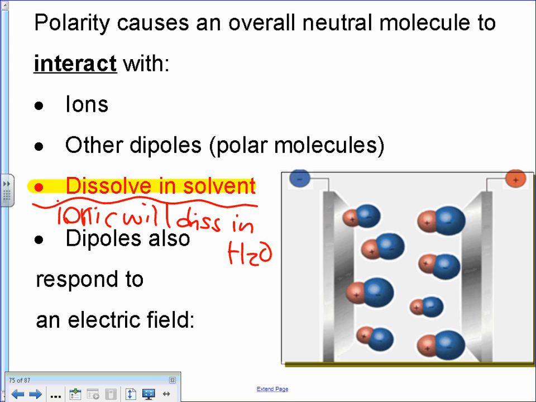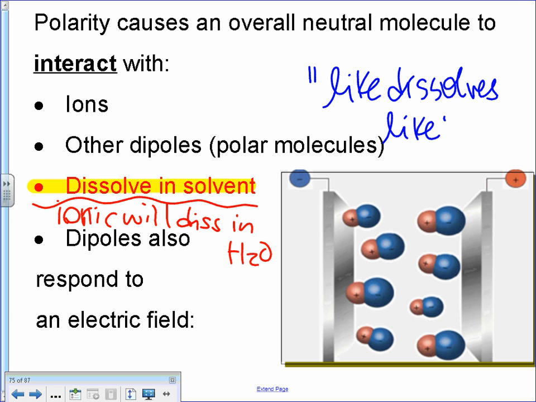But there are some other things that will dissolve in water, too. Water, again, is that polar or nonpolar? Polar, right? So you know that water is definitely polar. The rule is like dissolves like. So if you don't write anything else down, write that down. Like dissolves like. And what I mean by that is polar solvents dissolve polar compounds.